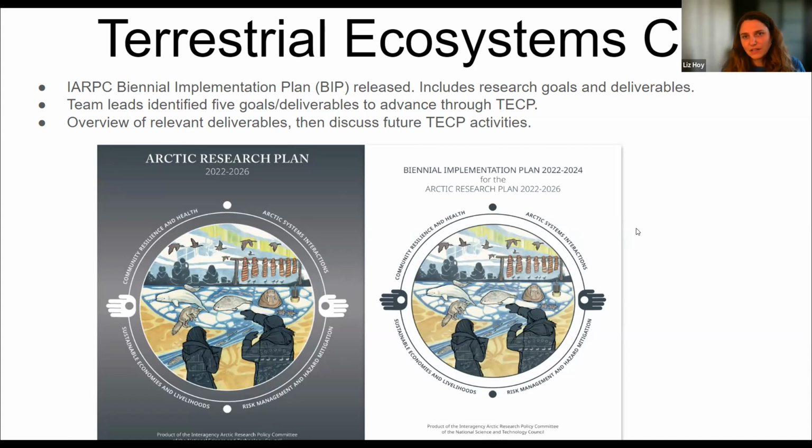And this really spans all 18 agencies and groups that make up IARPC. IARPC overall is really geared towards helping to encourage collaboration and communication across different agencies that are all contributing to Arctic research, as we know. And these different goals and deliverables are all aimed at understanding changes in the Arctic. What Elizabeth and I have done with our team is we've tried to focus in on some goals and deliverables we feel might make the most impact with our team.